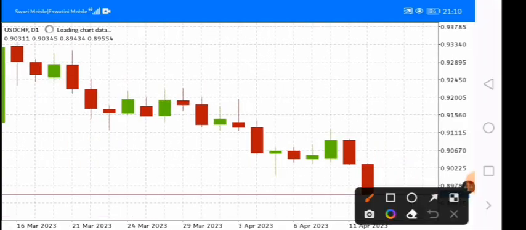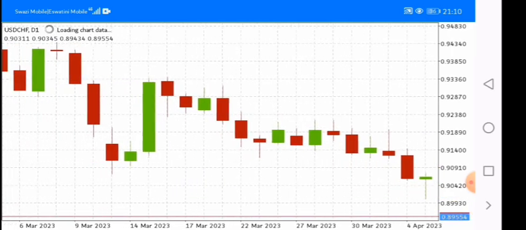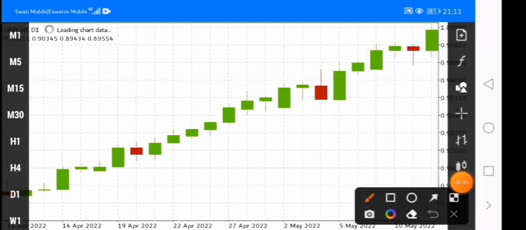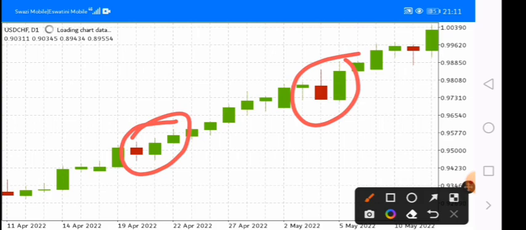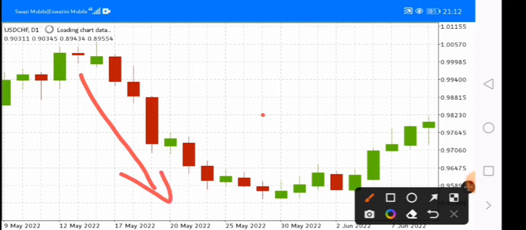Number two, if price is on a downtrend, you are only considering bearish engulfing candles. That is a bearish engulfing candle. There is another bearish engulfing candle. So if price is on a downtrend, you are only considering bearish engulfing candles. And on an uptrend, you only consider bullish engulfing candles. Okay, that's a small bullish engulfing candle. You only consider bullish engulfing candles. Look at this small downtrend. You could consider this bearish engulfing candle.